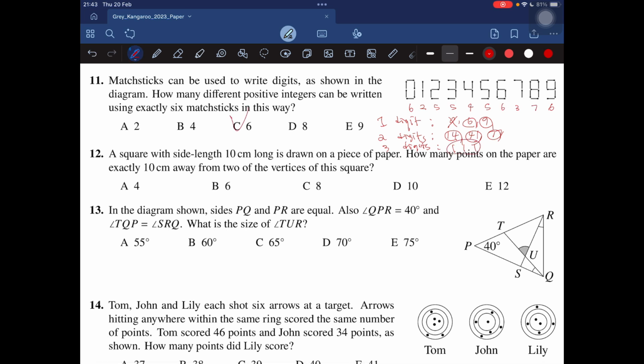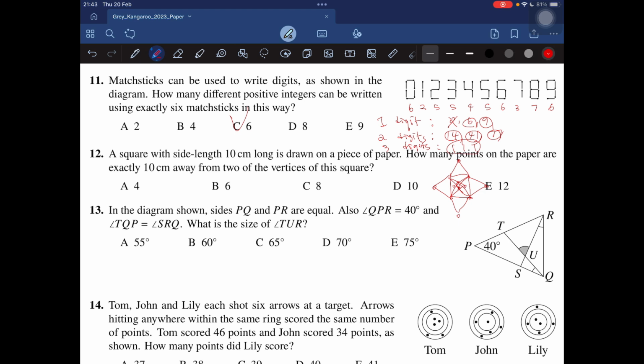And number 12, a square with side length 10 centimeters, and points 10 centimeters away from 2 of the vertices of the square. So if we make it like this, the equilateral triangle, and inside like this, we have 8 here. But this is when I consider only the consecutive vertices.